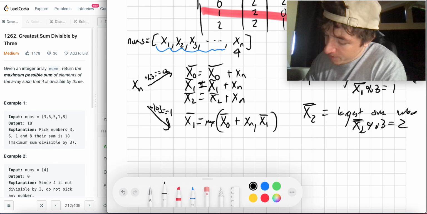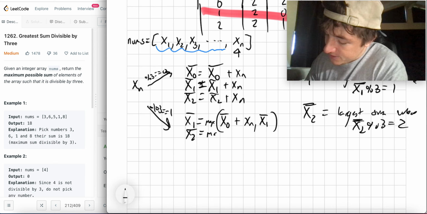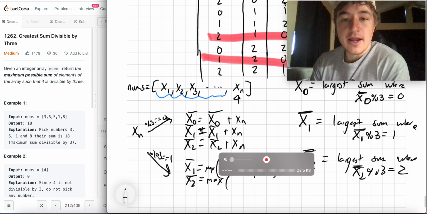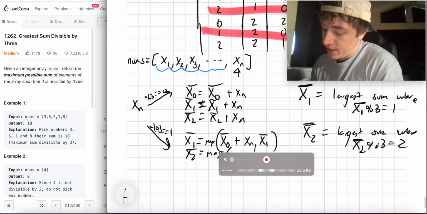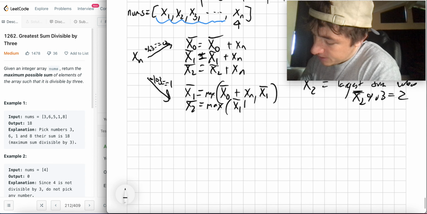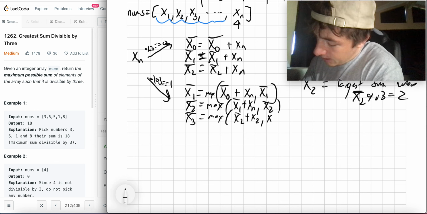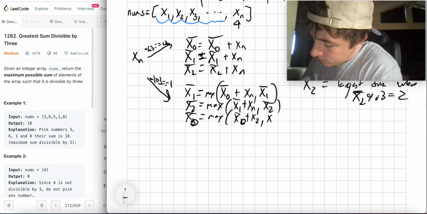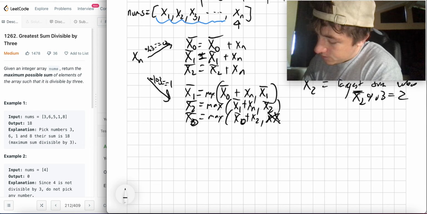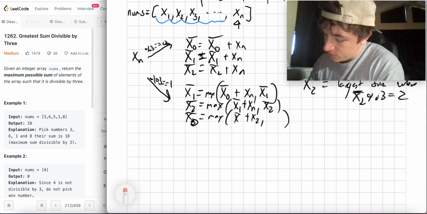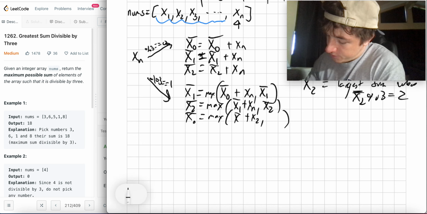And then what about x2? To get x2 when you have remainder 1, you add it to something that already had a remainder 1. So you do x1 plus xn, and x2 equals the max of x1 plus xn and x2. And x0 is the max of x0 and x2 plus xn.